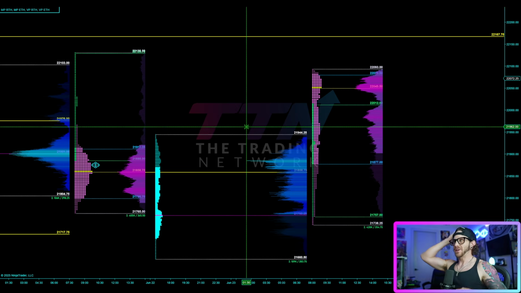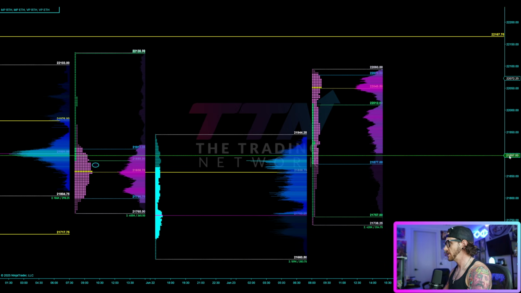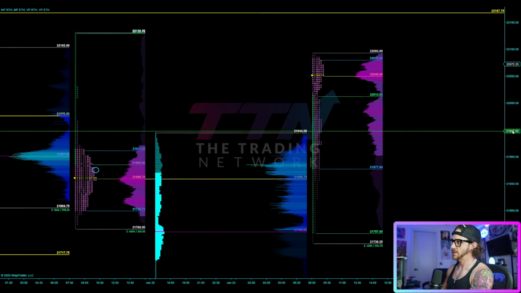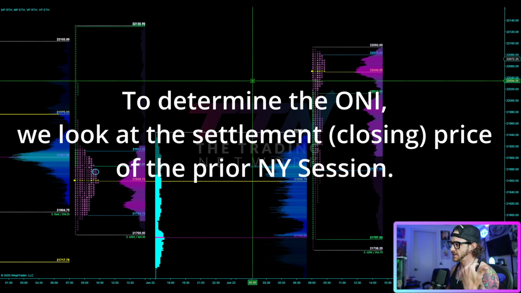All right, friends, so here is the deal. How we determine the overnight inventory bias is pretty simple. We look at the settlement price. For those of you guys not familiar with the settlement price, it is basically the closing price. There are a few stipulations technically on how the CME calculates the settlement price, but more or less it's going to be either exactly the closing price or within a few points of the closing price every single day.